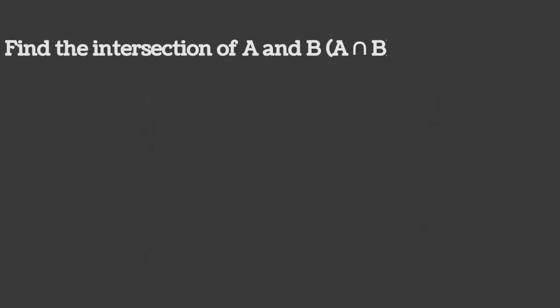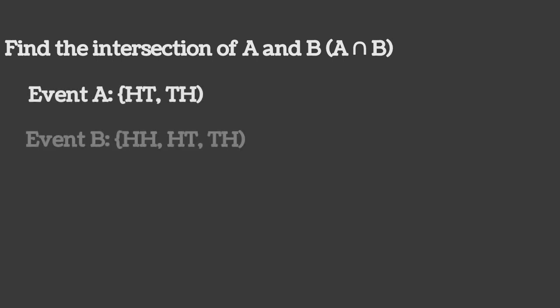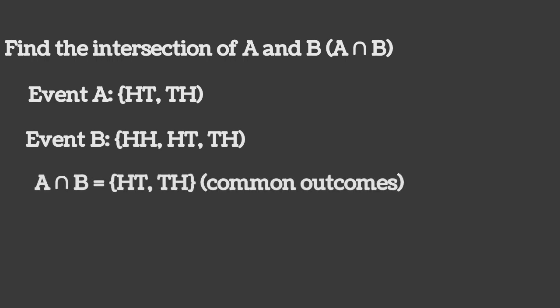We've solved for A and B separately. Next thing to do now is to find the intersection of A and B. First, we need to bring out our events. So event A is head tail and tail head, while event B is head head, head tail, and tail head. Now, intersection means similarities. What do they have in common? So our A intersection B now would be head tail and tail head, because that's what A and B have in common.